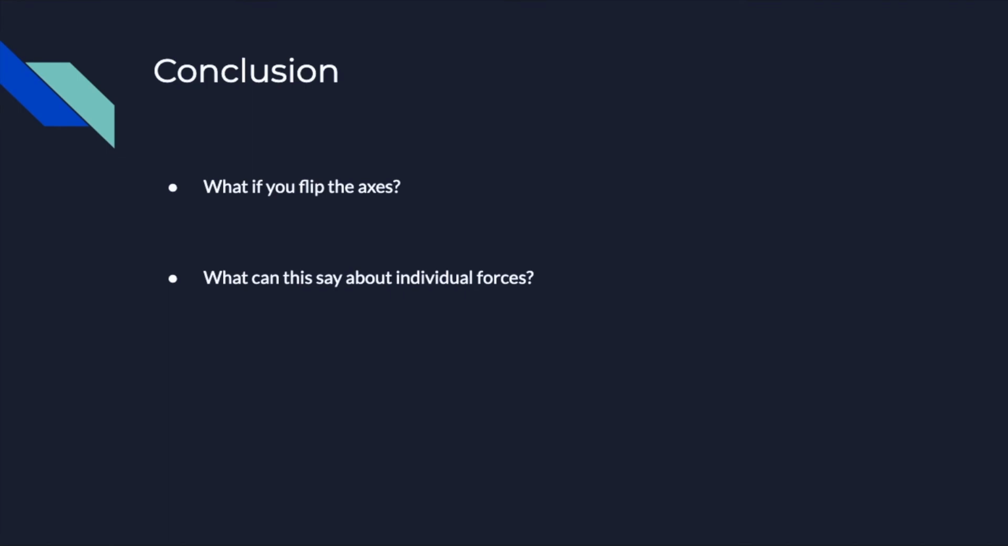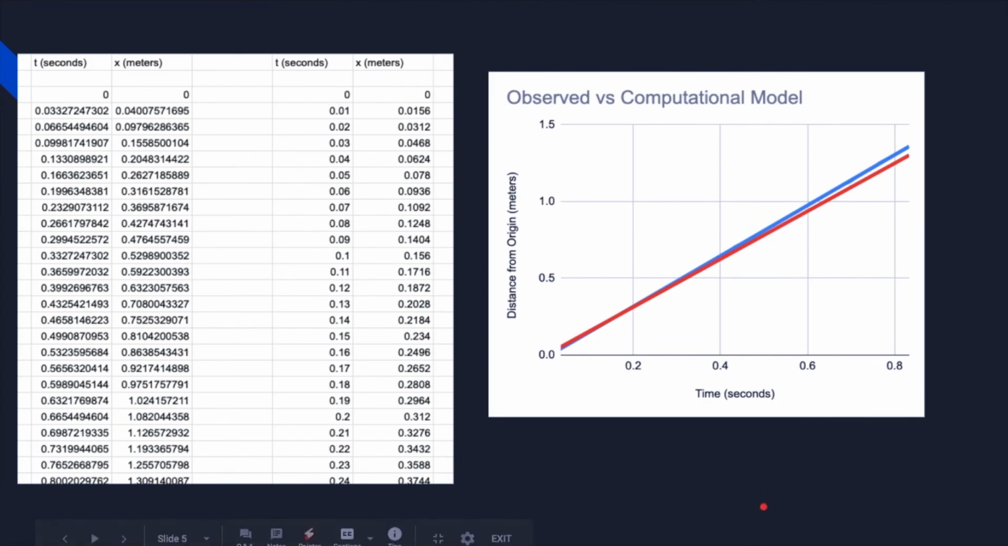Now, to answer a few questions, if you flip the axes in this graph, nothing changes except it becomes inverted. Now we would have time on the y-axis and distance on the x-axis. We would get a seconds per meter. However, the shape of the graph wouldn't change. It would remain linear, but the numbers, the velocity would be flipped.